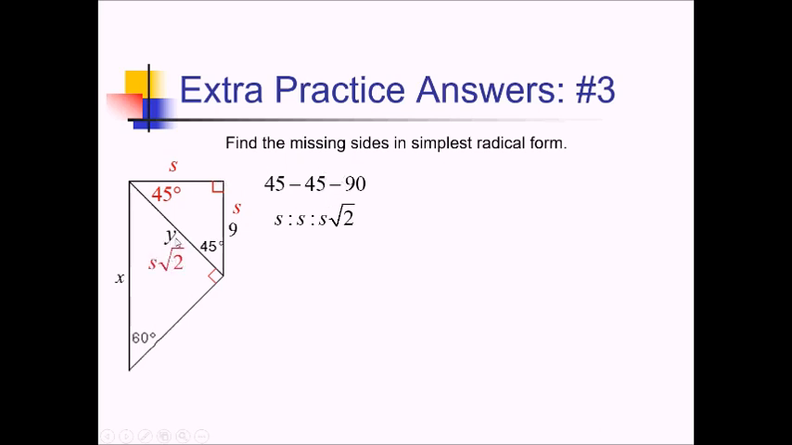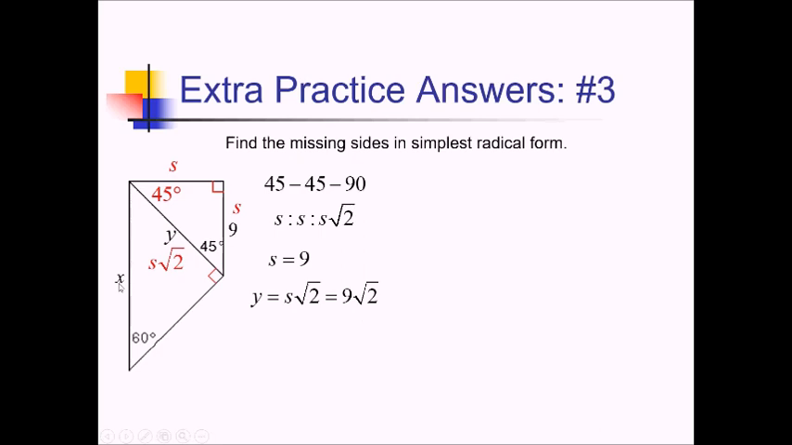That actually corresponds with y. And now, if we solve for s, we can plug that in to find anything we want on that top triangle. Well, it looks like one of those s's is on that 9 side. This means that s equals 9. And that means that y, which is equivalent to s radical 2, actually equals 9 radical 2. Okay, so I found one of my variables.